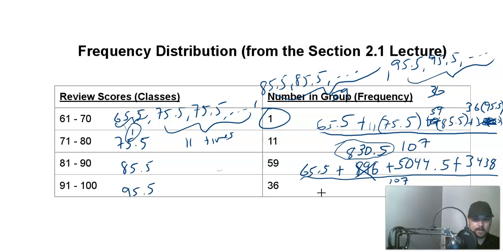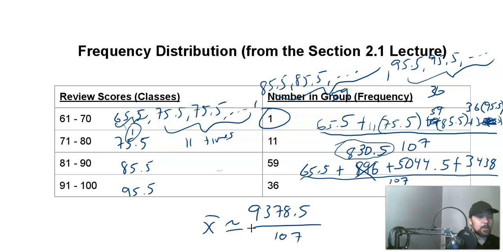65.5 plus 830.5 plus 5044.5 plus 3438. And I get 9,378.5. And I'm going to divide that by 107. And this is going to give me my mean, but it's an approximation. It's not exact because we didn't use the exact data values from the data set.